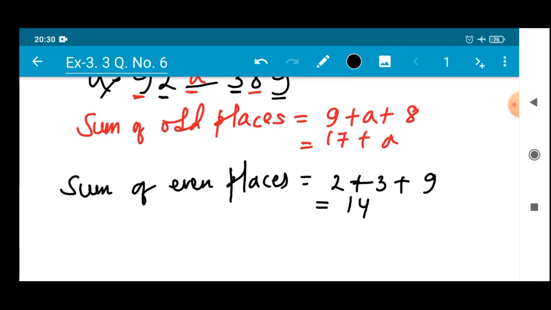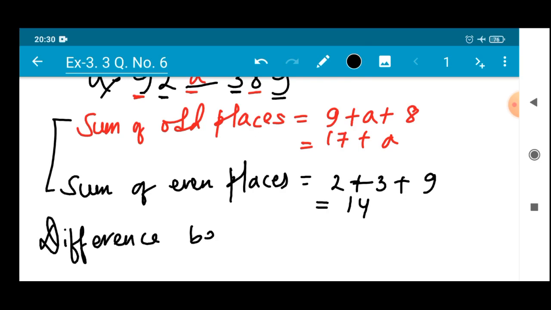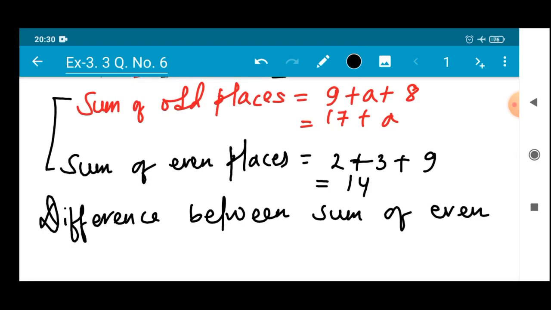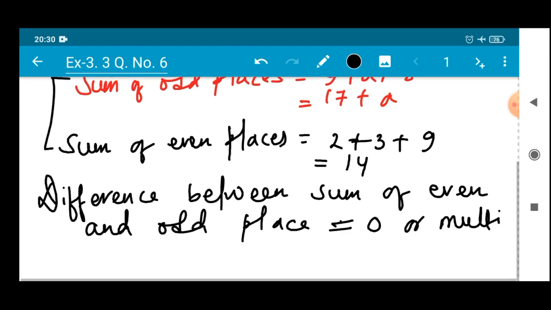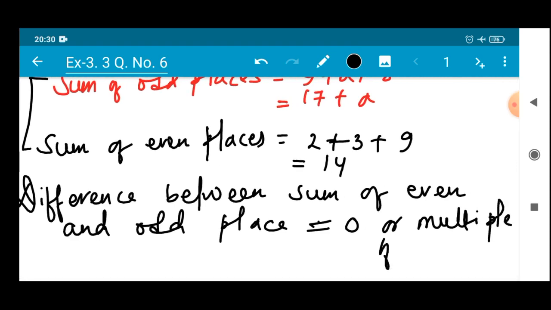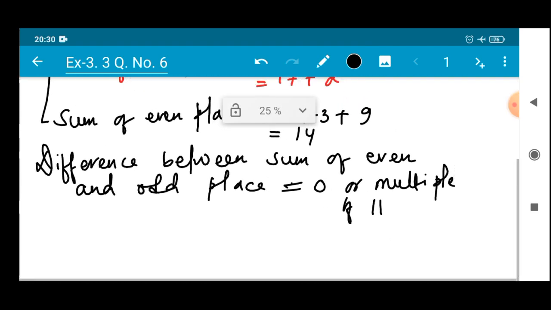Now the next thing we have to do, after doing the sums, is to find the difference between these two numbers. That is, the difference between the sum of the odd and even places. Whenever we do the difference, the result should be either 0 or a multiple of 11. That should be kept in mind. It should be either 0 or a multiple of 11.